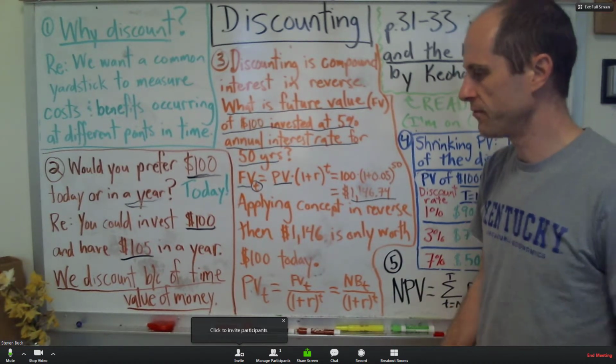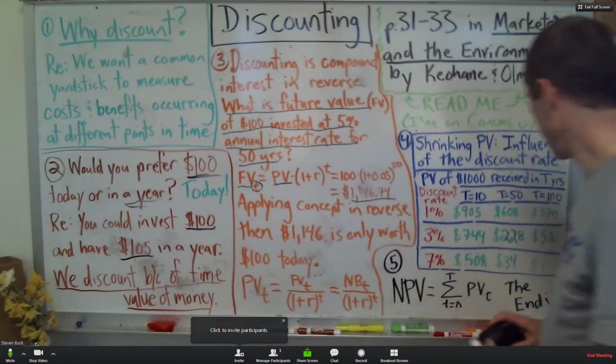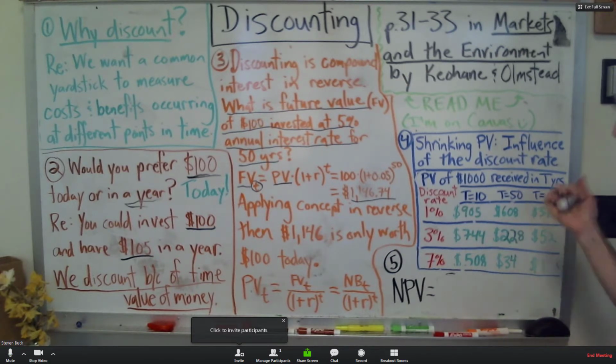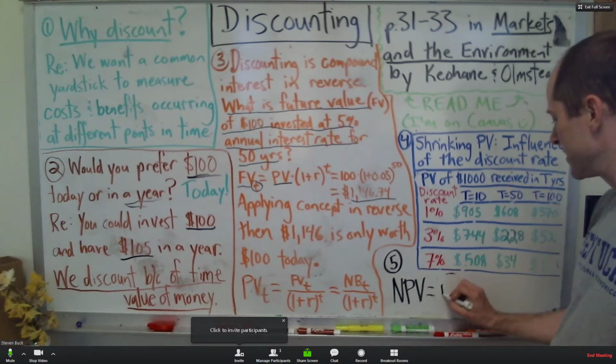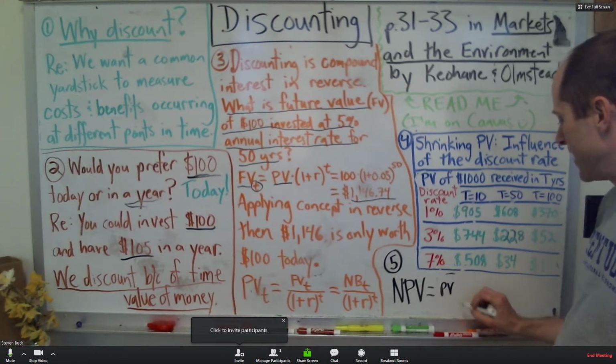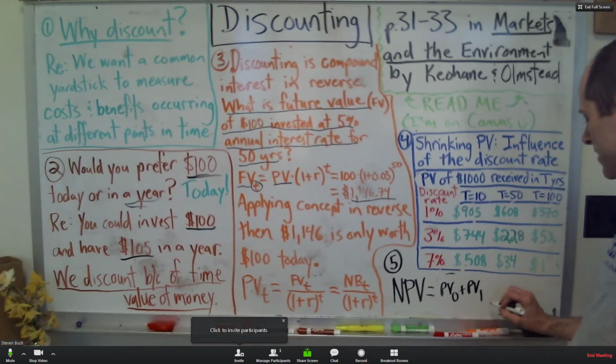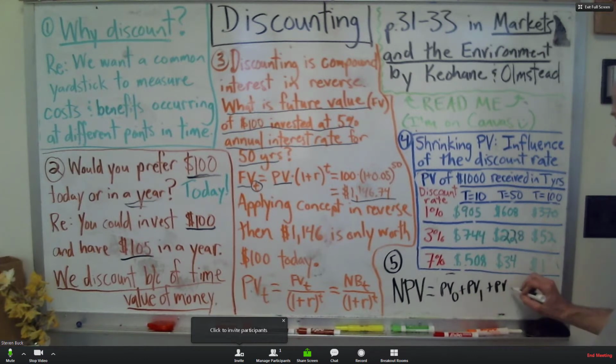If you're not familiar with this formula or this notation, we could also write this as the present value of the net benefit received in period 0 plus the present value received in year 1, the present value of the net benefit received in year 2, and so on and so forth until the final year of the project.